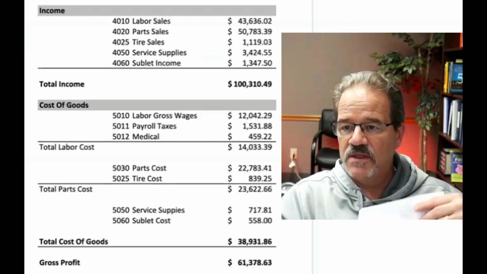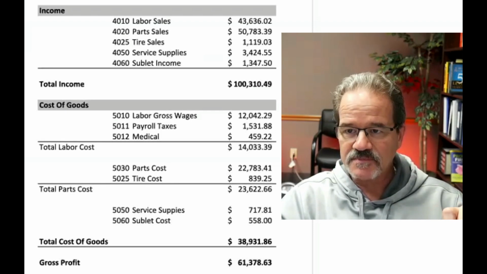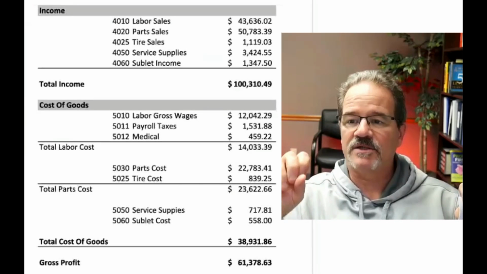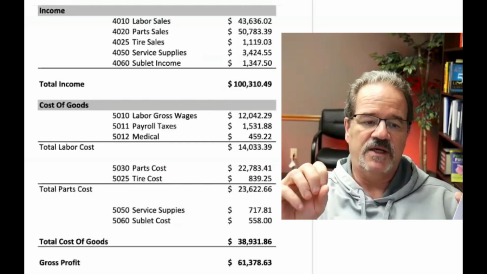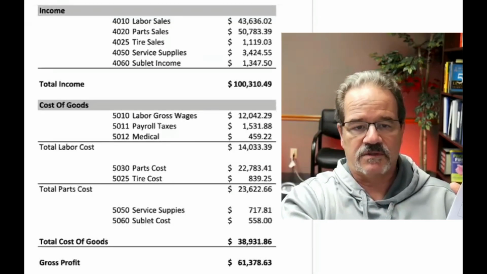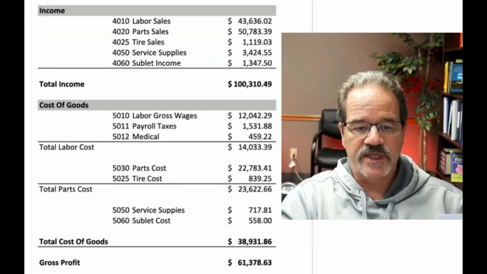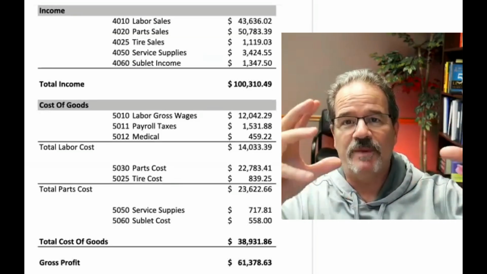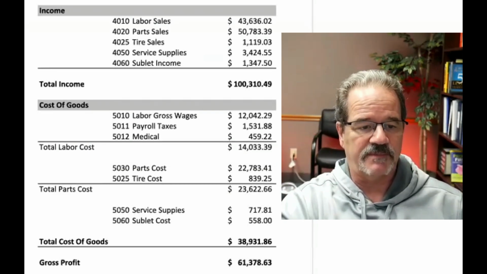Your point of sale, whether you're using Mitchell, Napa Trax, RO Writer, it shows the same thing. It shows your parts sales, your parts cost, or your parts sales and your parts profit. That's what we're trying to do: deduct the sales minus the cost, which equals the profit. So in this particular business, we have a little over $100,310 in sales, and our cost is $38,931. So the gross profit, which means the money we have left to pay our bills, and what's left after we pay our bills becomes our net profit, which we'll talk about in just a minute.